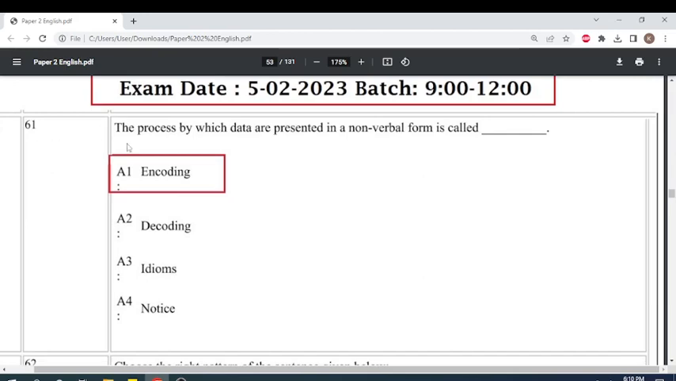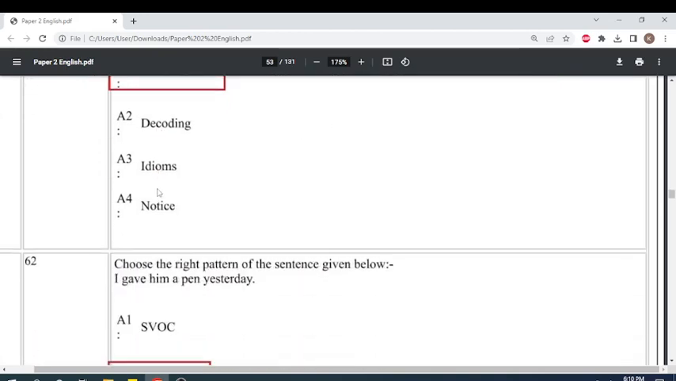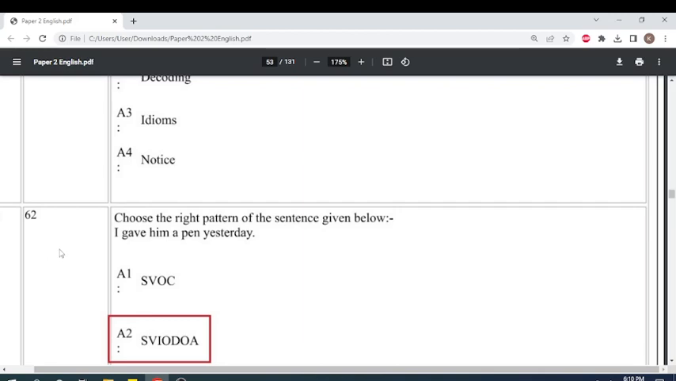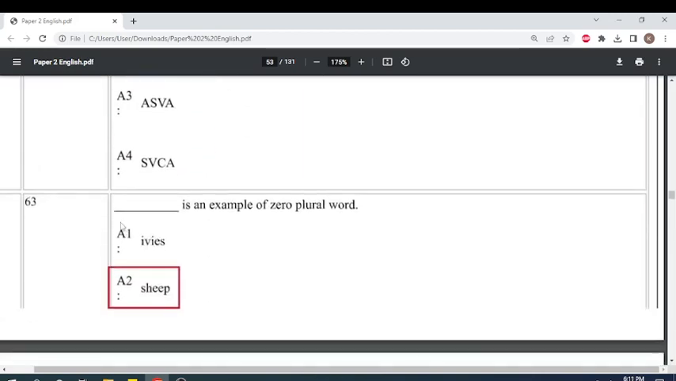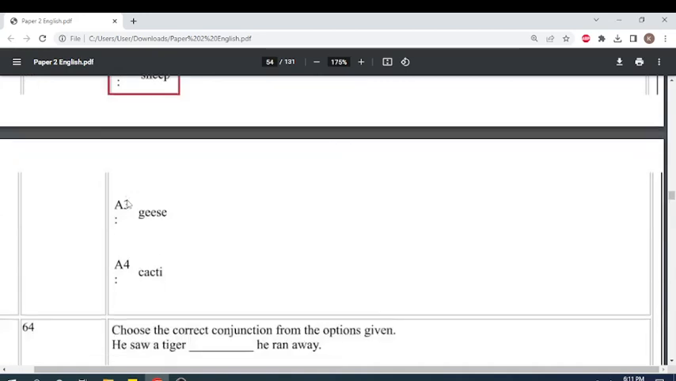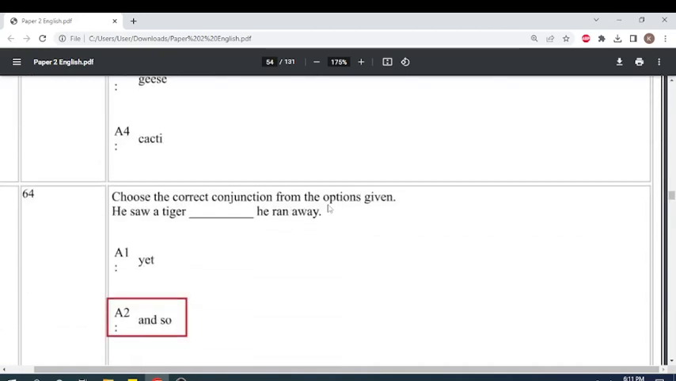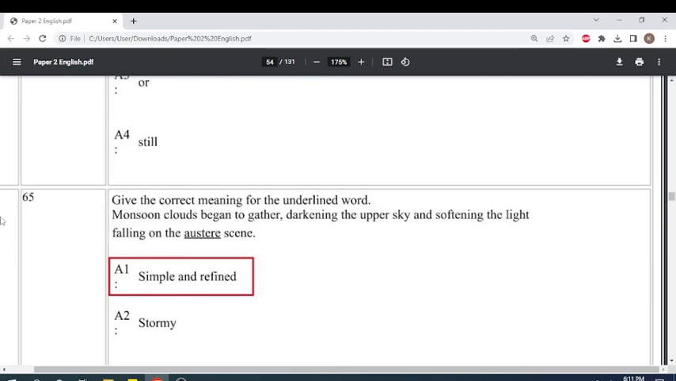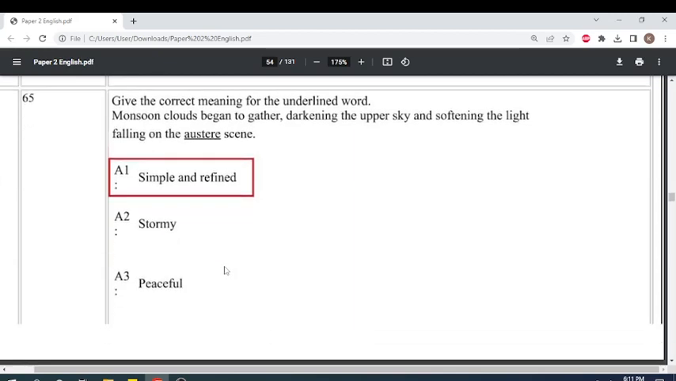The question number is 61. The process by which data are represented in a non-verbal form is called dash. Answer A1, encoding. 62. Choose the right pattern of the sentence given below. I gave him a pen yesterday. Answer SVIODO. 63. Dash is an example of a zero plural word. Answer A2, sheep. 64. Choose the correct conjunction from the options given. He saw a tiger dash he ran away. Answer A2, and so. 65. Give the correct meaning for the underlined word. Monsoon clouds began to gather, darkening the upper sky and softening the light falling on the aster seed. Answer A1, simple and refined.